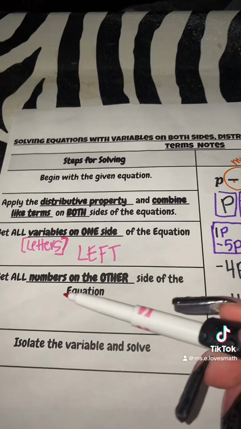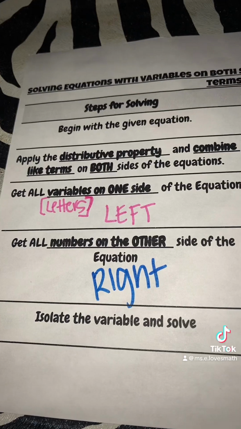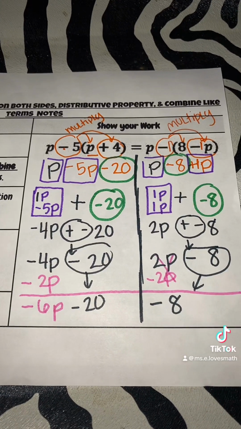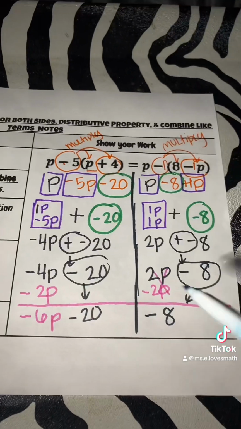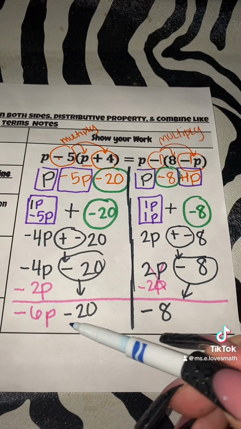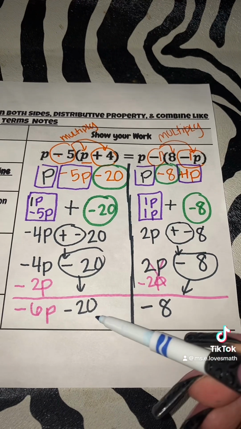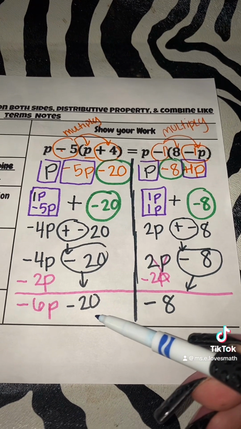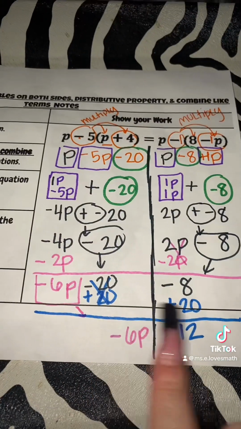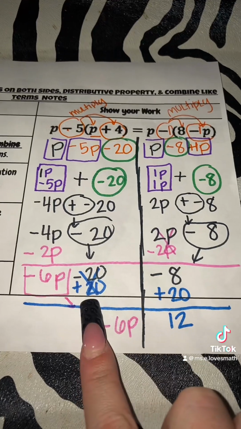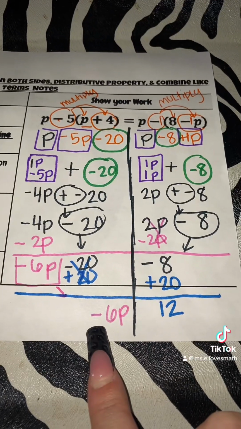Our next step is to move all of the numbers to the right. Well, we have negative 6p minus 20 on the left, and minus 8 on the right. So we need to get rid of this negative 20 and move it over to this side. The opposite of negative 20 would be to add 20. As you can see, we've added 20 to both sides. These are gone, so the numbers are to the right and our letters are to the left.